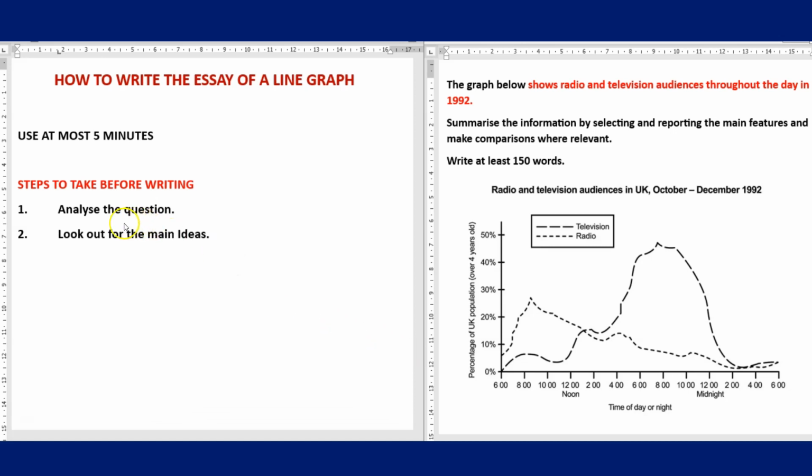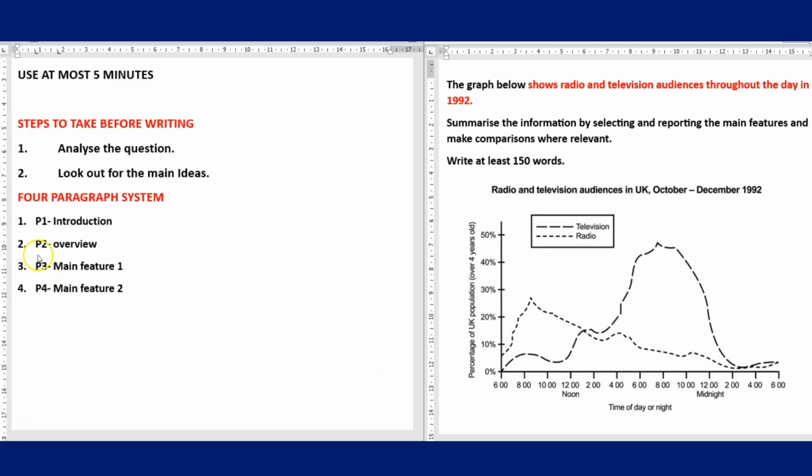So the first 2 steps you need to take before you start to write your essay are to first analyze the question, and then look out for your main features, okay? You look out for the main features within the graph. When we talk about main features, they are the obvious parts of the graph that you can find when you take a glance. So you just have to look at it and then we go through it.